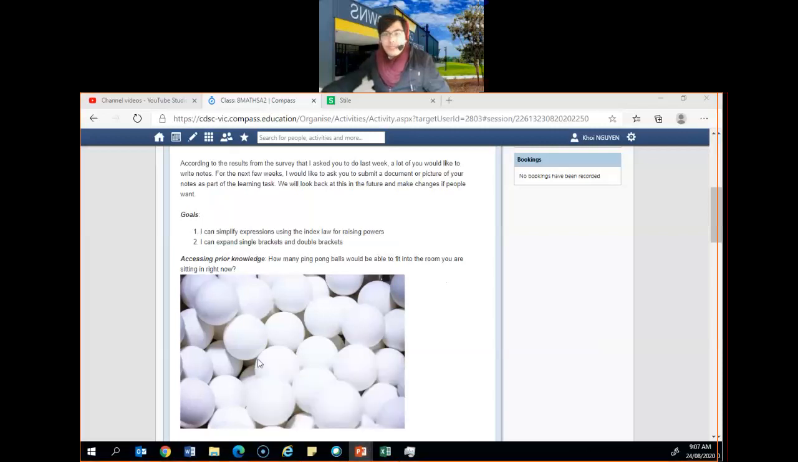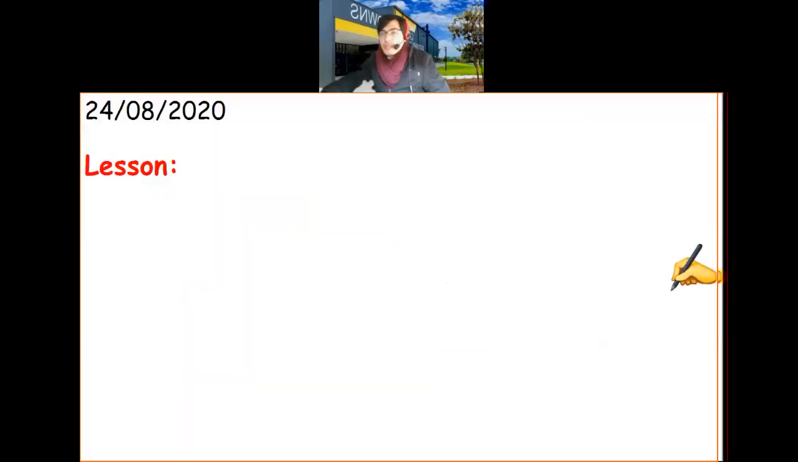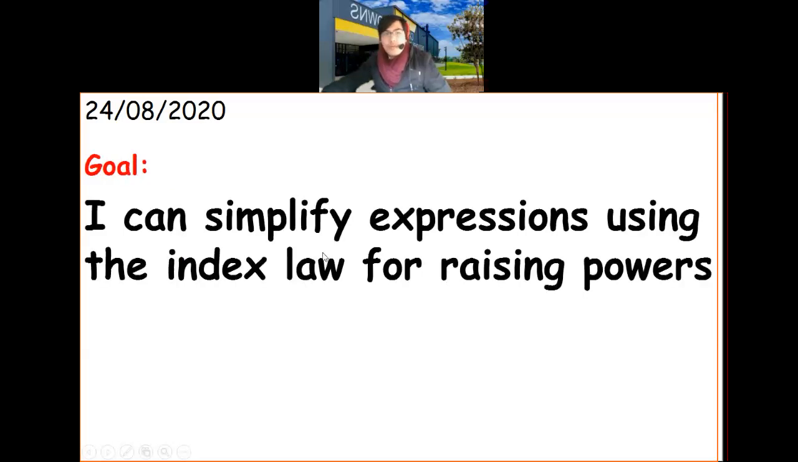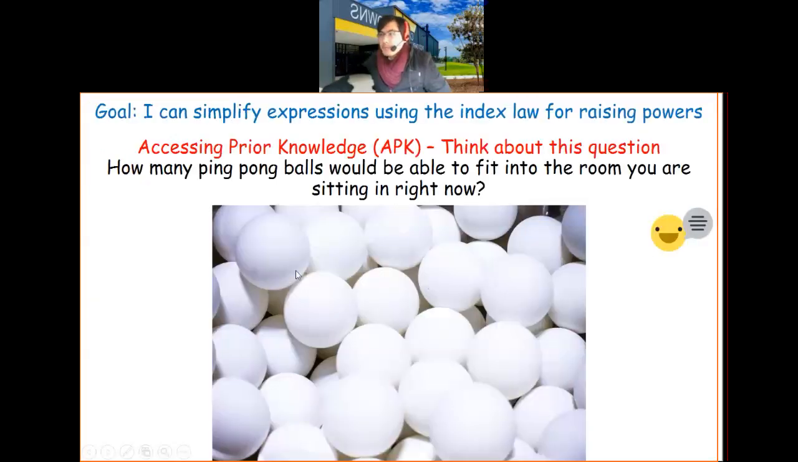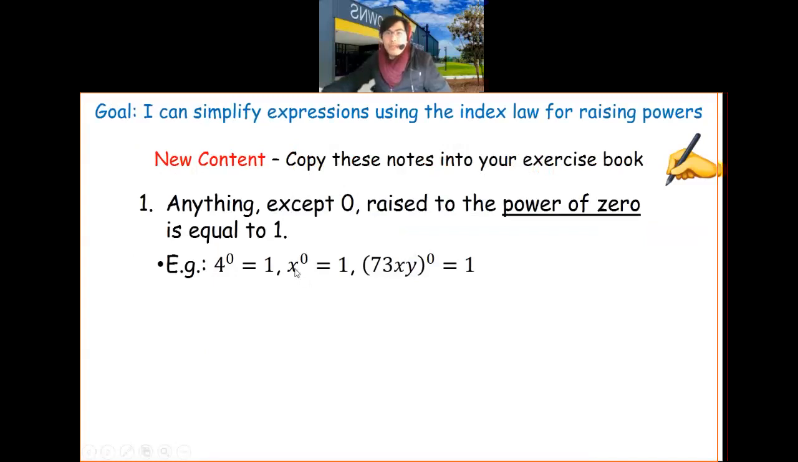The first one here is about raising powers. Hopefully you guys can see my screen here. This lesson's raising powers. We talked about the goal already, that we can simplify expressions using the index law for raising powers, and we've done the APK as well. So the first piece of note that I would like you to write down, and you can write this down later, for now I just want you to focus on the notes.